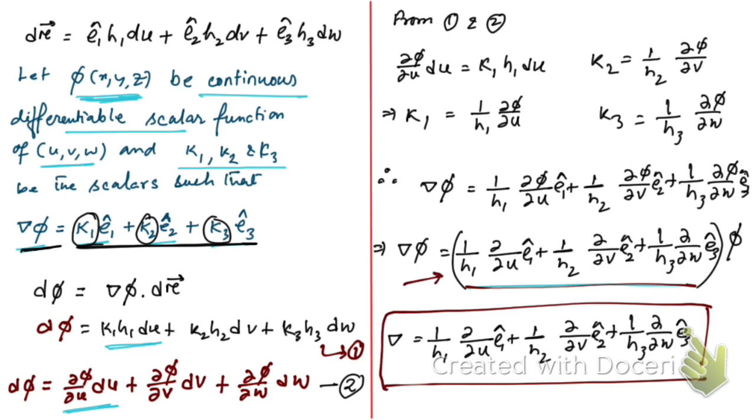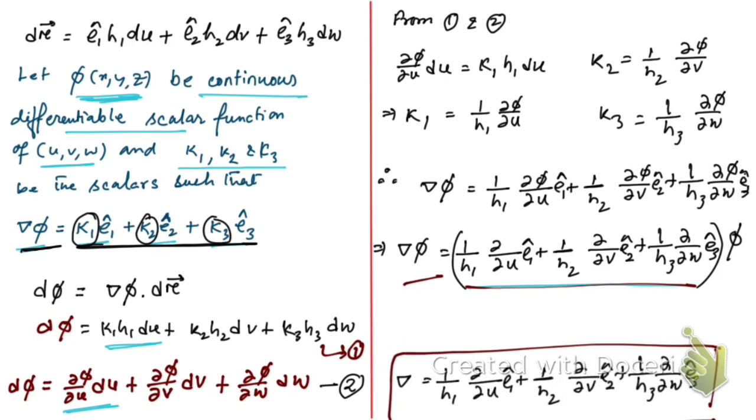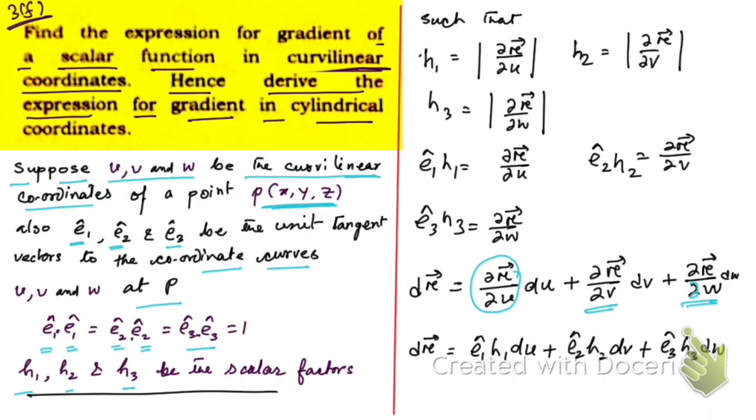And this is the gradient of a scalar function. We need to obtain this expression only. Hope you have understood this. So now what is the next part of the question? Here you see, hence derive the expression for the gradient in cylindrical coordinate.